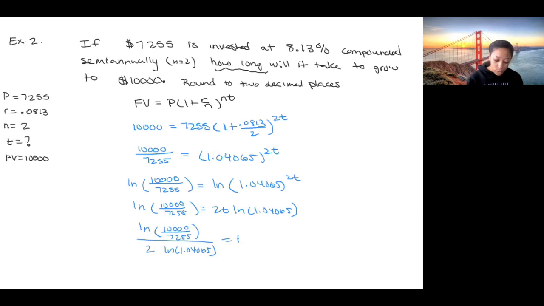So a few of you got this right. That's approximately 4.03, if you round to 2 decimal places. And then in words, we'll say it will take about 4.03 years for the money to grow to $10,000. Don't forget to indicate the unit of time.